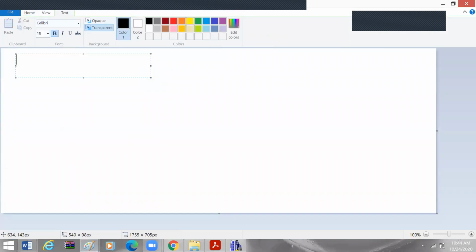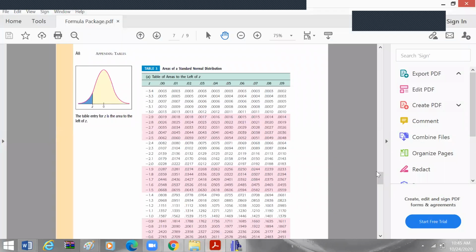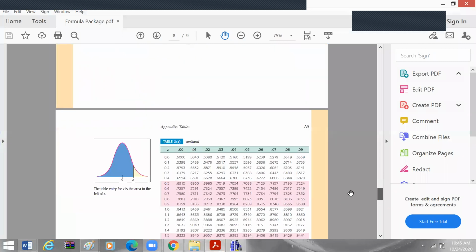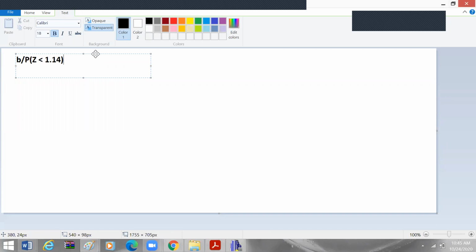For part B, I want to read the value of Z. Let's do one more example, Z less than... just give me a number between 1 and 3, with 2 decimal places. Positive, of course. 1.14. We can't go higher than 3.4 because the chart goes up to 3.4 something. So we're going to take 1.14, for instance.